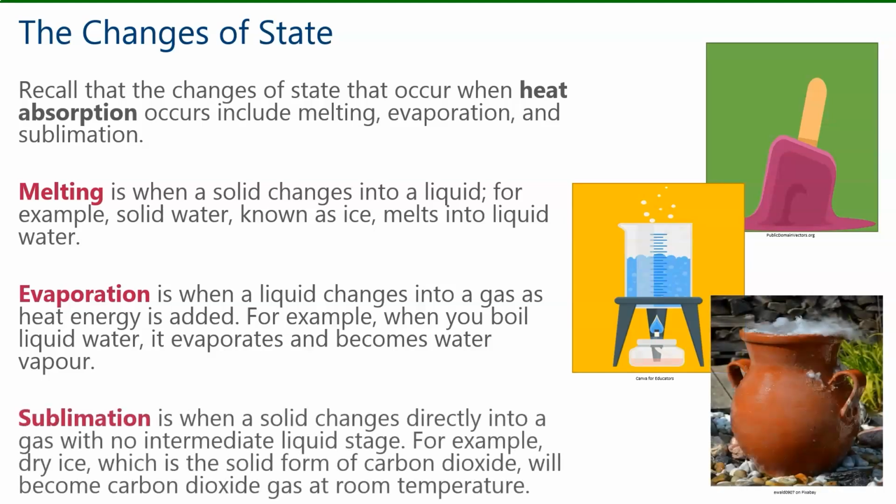Sublimation is when a solid changes directly into a gas with no intermediate liquid stage. For example, dry ice, which is the solid form of carbon dioxide, will become carbon dioxide gas at room temperature.